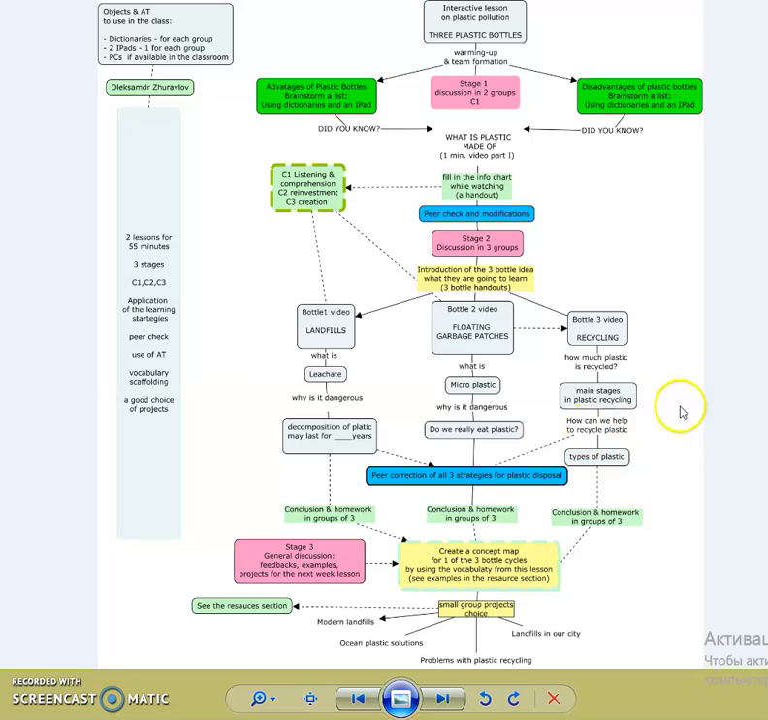So this is the idea of my interactive lesson. You will find more information in my doc files and the pictures in the resource room.